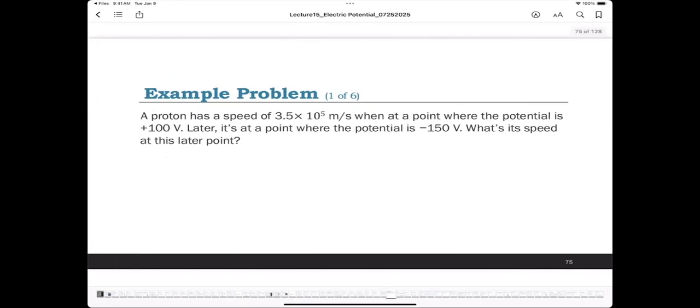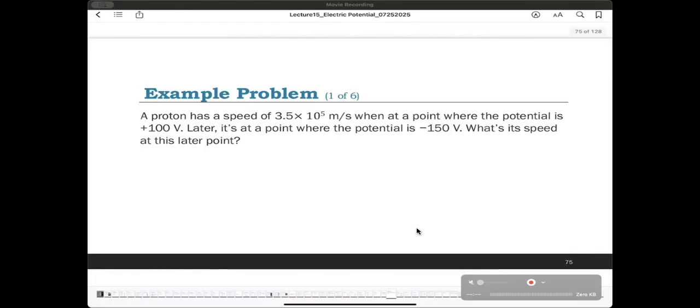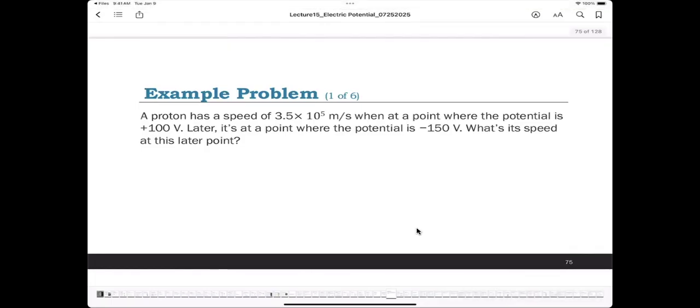Okay, let's check this one. A proton has a speed of 3.5 times 10 to the power 5 meters per second at a point where the potential is positive 100 volts. Later, it's at a point where the potential is negative 150 volts. What is its speed at this later point?